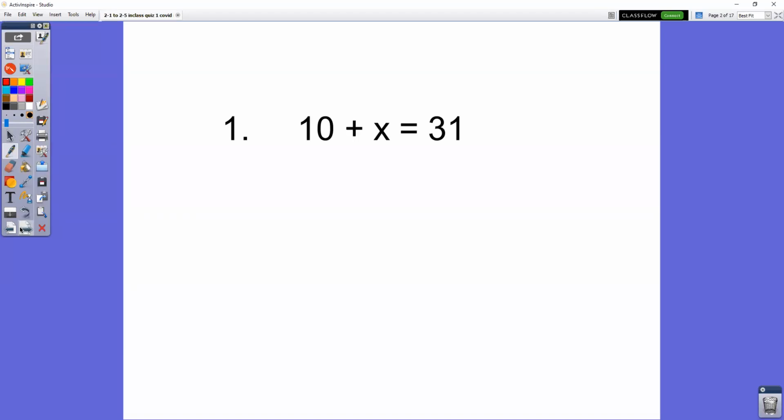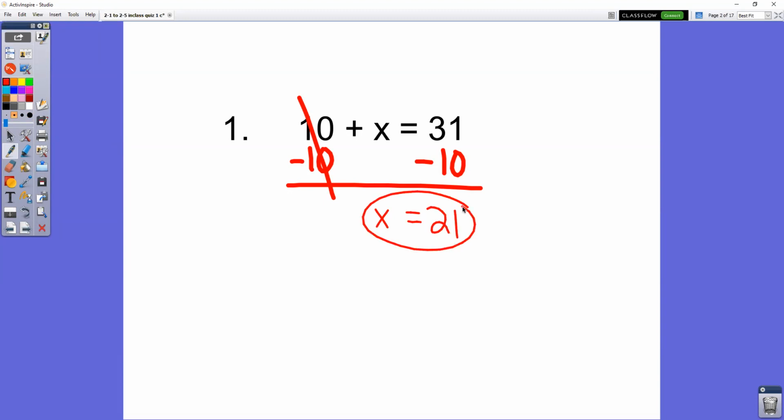So this one is pretty straightforward. You're just going to try and get this x all by itself. Remember, anytime that we're solving an equation, you want to try and get the letter all by itself. So getting that x all by itself, we want to do minus 10 and minus 10. Whatever you do to one side of the equal sign, you have to do to the other side of the equal sign. These 10s cancel out. Bring down your x, bring down your equal sign. 31 minus 10 gives you 21.